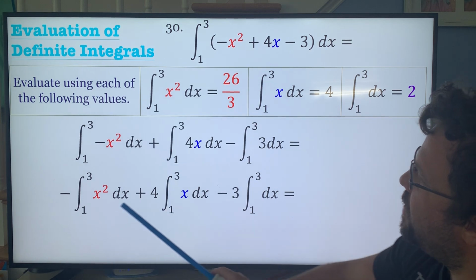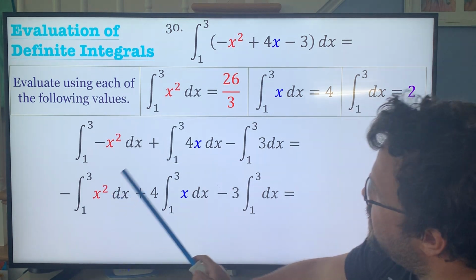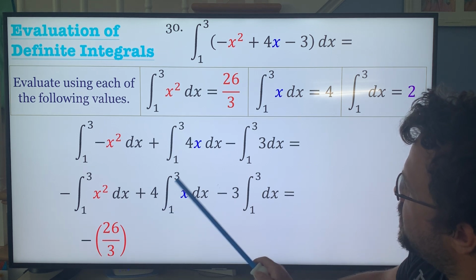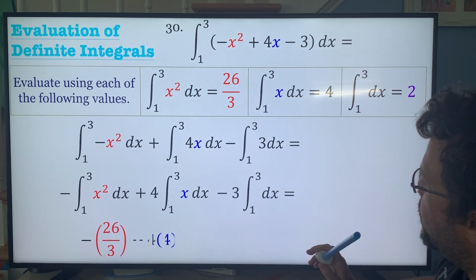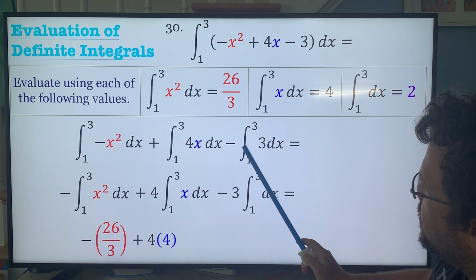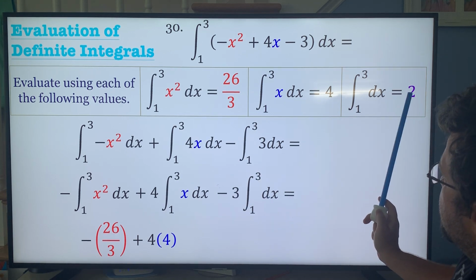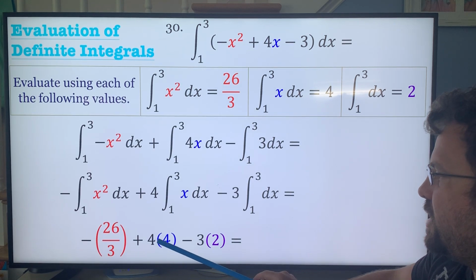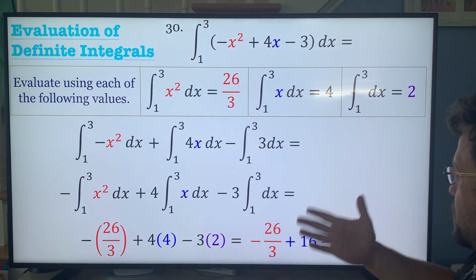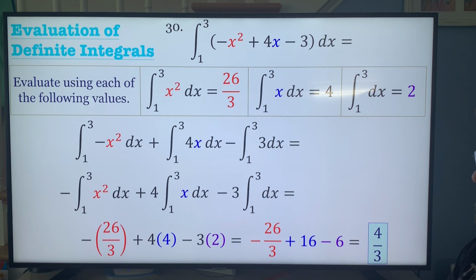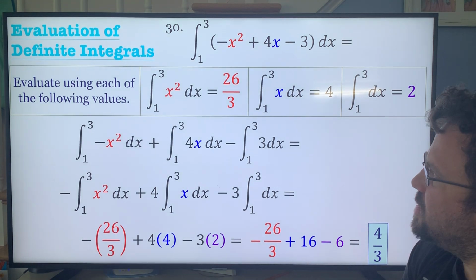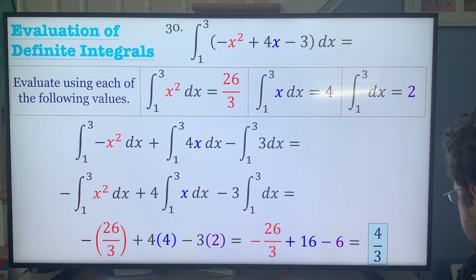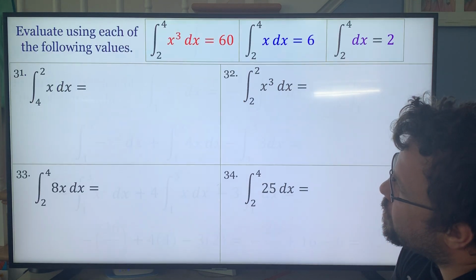All right, now, x squared, this whole thing, equals 26 over 3, plus 4 times this whole thing is 4, minus, now I normally don't pull out my 3, but I just did it in this case, this equals 2, it's minus 3 times 2, plus 8 minus 6, all right? It's like algebra, you're just plugging in things, using a substitution method, all right?